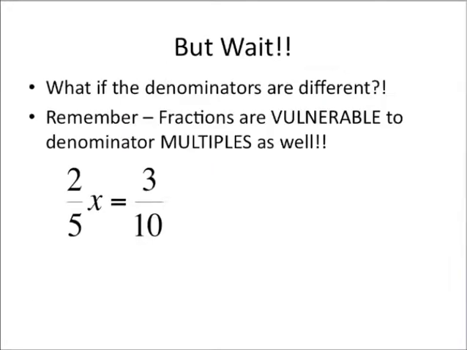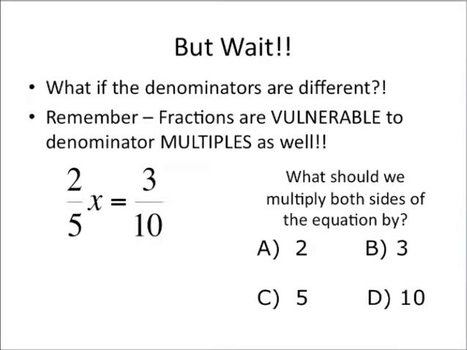But what about an equation that has fractions with different denominators? Remember, fractions get neutralized if you multiply them by any multiple of their denominator. What do you think we can multiply both sides of this equation by to neutralize the fractions? What is a multiple of both 5 and 10? We can multiply both sides by 10.